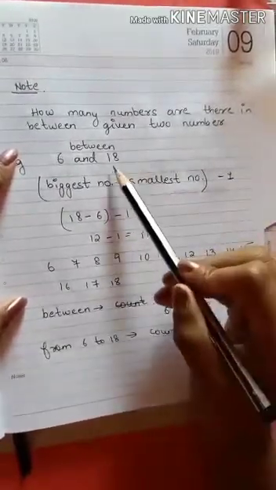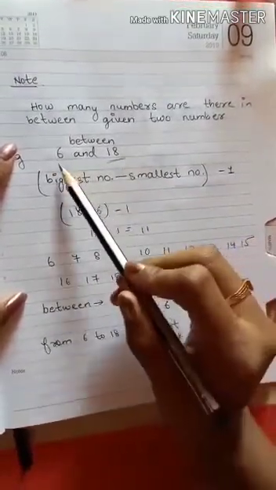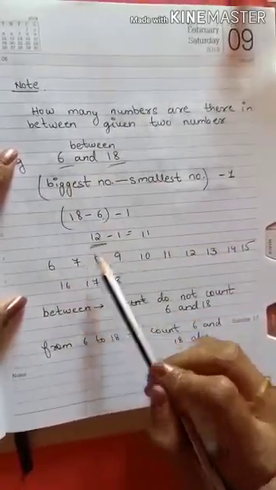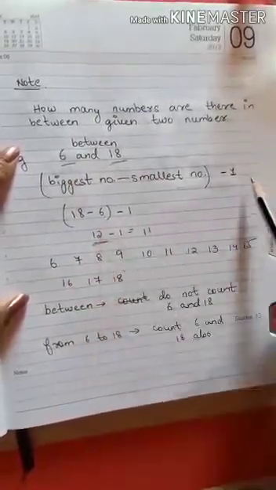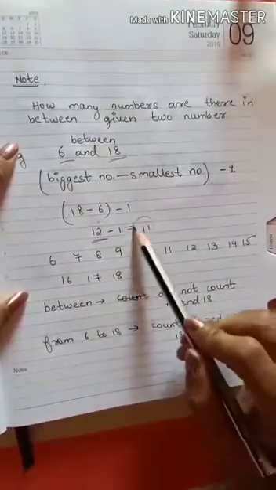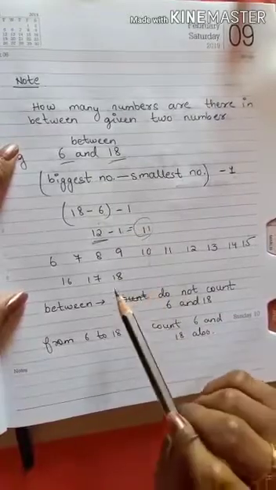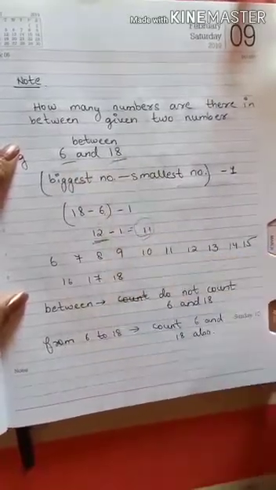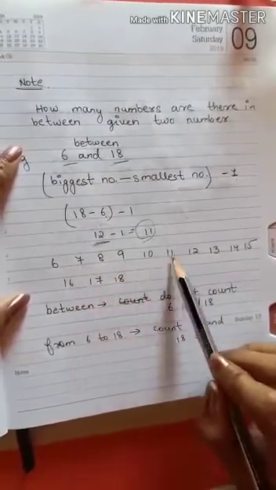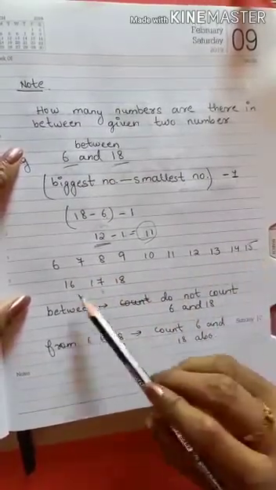What is the biggest number here? 18. And the smallest is 6. So 18 minus 6, you will get 12. And from this 12, you subtract 1. So there are 11 numbers between 6 and 18. What are they? 7, 8, see 1, 2, 3, 4, 5, 6, 7, 8, 9, 10, 11.